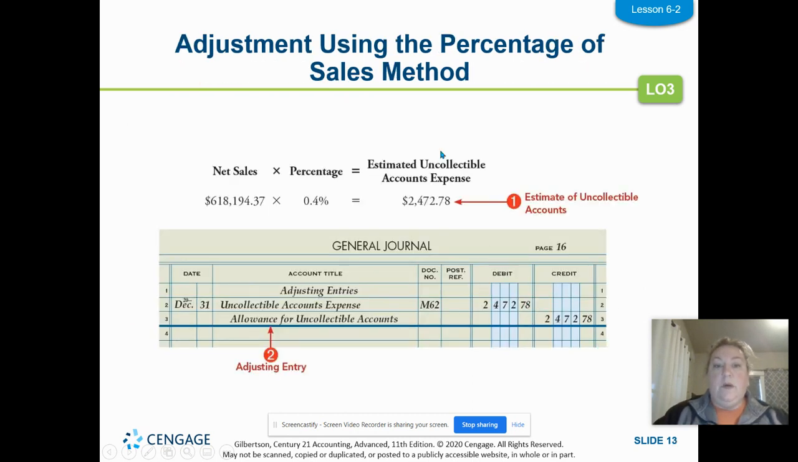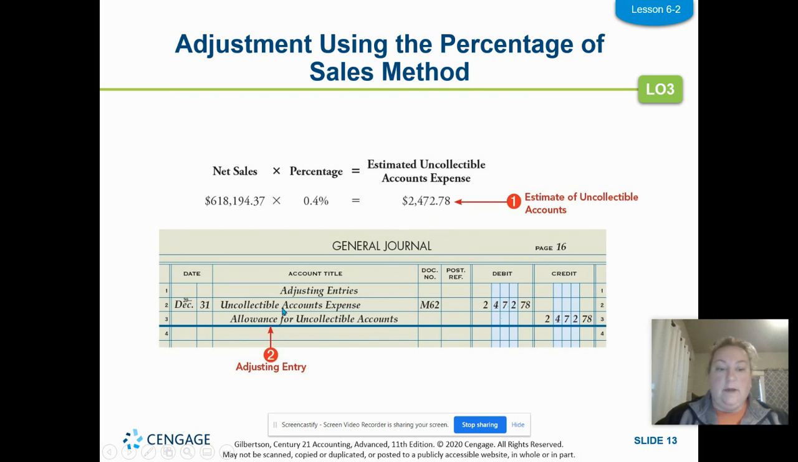So here is the percentage of sales on account method. They have the net sales times 0.4%. So they're saying less than 1%, because 1% would be 0.01. So it's less than 1%, and that ends up being about $2,000. This is what they're going to assume that we're not going to collect.